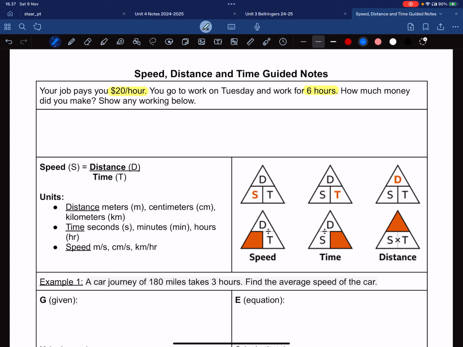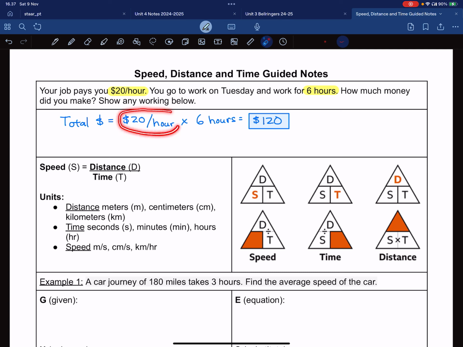Well, your total money is going to be equal to your $20 per hour times the number of hours that you work, right? So you put that into your calculator. 20 times 6 is 120, so you'll make $120 for that day. Now, notice how this is written, $20 per hour. That's the amount of money per hour.